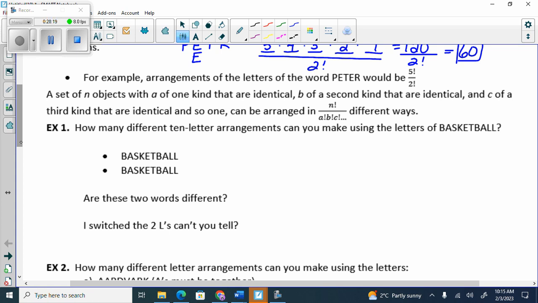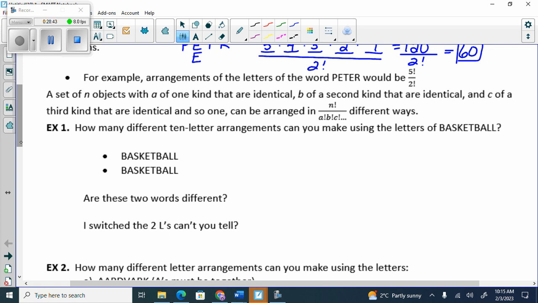Are these 2 words different? No, I'm a magic. I switched the 2 L's. Can you tell? Look how amazing I am. You cannot tell, correct? It's the exact same. I backspaced one out and put the other one in. Don't kid yourself. I did. I actually, when I did these notes, I changed the L's. You just can't tell because they're not different. That is the same word, right?